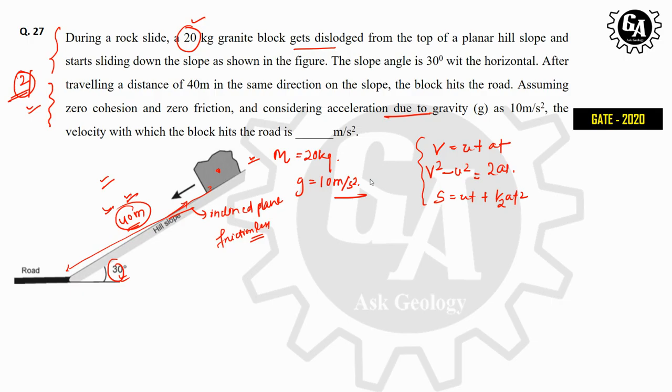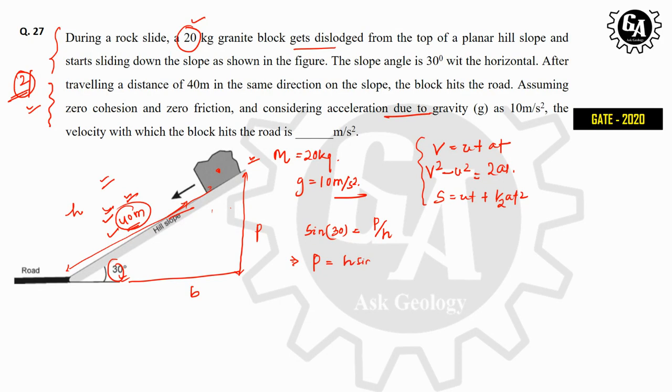So in this case, how can we solve the numerical? If we consider this is 40 meter, and we find out this height, this is the base, this is the perpendicular, and this is the hypotenuse h given. We have the value of h and want to find p, then sin theta is equal to p by h. So sin 30 is equal to p by h, then p is equal to h sin 30. What is the value of h? h is 40. And what is the value of sin 30? 1 by 2. So this is 20 meter. Now the height is 20 meter.